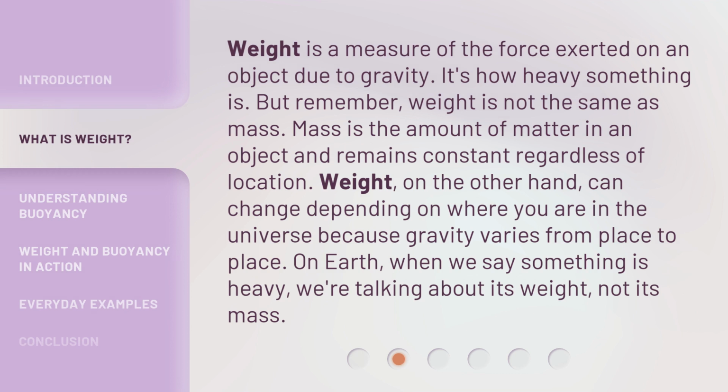Weight is a measure of the force exerted on an object due to gravity. It's how heavy something is. But remember, weight is not the same as mass. Mass is the amount of matter in an object and remains constant regardless of location. Weight, on the other hand, can change depending on where you are in the universe because gravity varies from place to place. On Earth, when we say something is heavy, we're talking about its weight, not its mass.